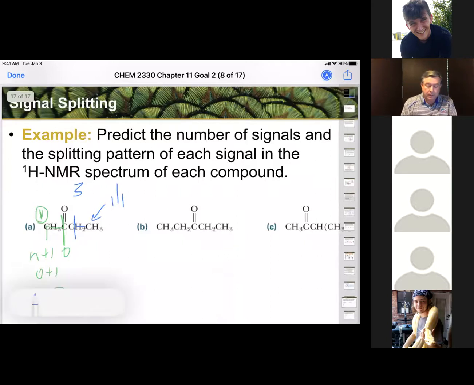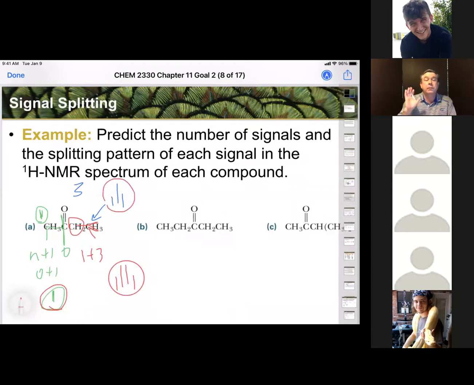Okay. Now let's do this last one right here in red. We have 2 hydrogens here, so that gives us 1 peak. But then we have 1, 2, 3 hydrogens there, so that's 3 plus 1, which is 4, a quartet. So we should have a singlet, a triplet, and a quartet just based on the splitting pattern. Do we all understand that?